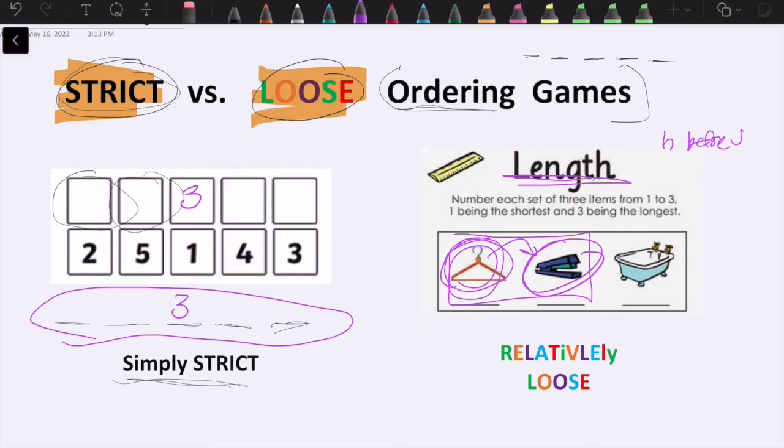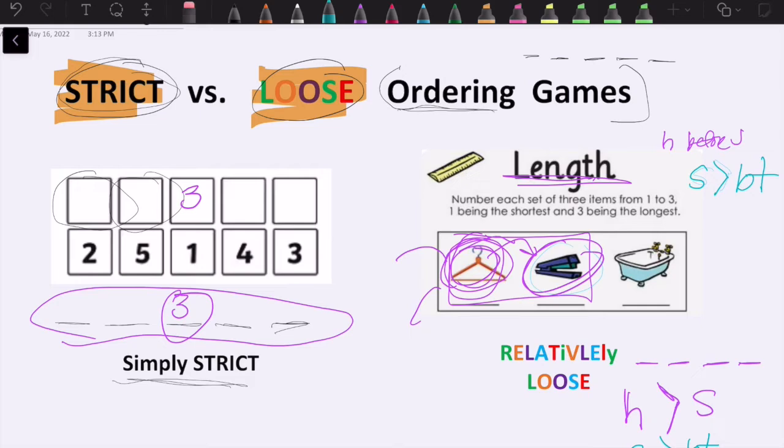So whenever we draw that, rather than having these specific spots to fill in, because we don't know right now about the hanger relative to anybody else, we don't know the hanger's going third, like we did over here. No, we just know that the hanger is going to come before the stapler. Then if we had a second rule that said the stapler is going to come before the bathtub, once again, we just know that the stapler comes before the bathtub.